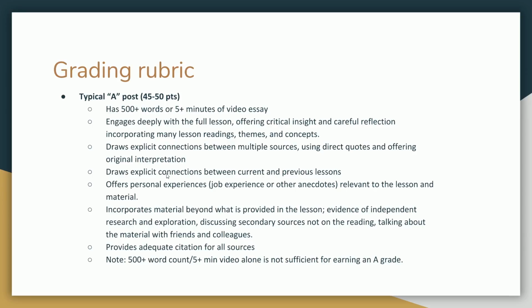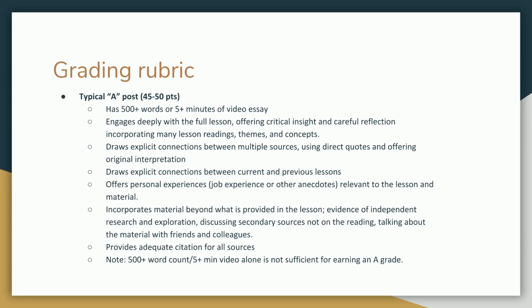And by the way, if you have job experience that's relevant to our discussions, and you feel comfortable sharing it, please do. Students with job experience, especially if you've had experience with something like whistleblowing, it's always very interesting, it's always very informative. So share only what you're comfortable sharing, but those kinds of things really improve the engagement in your posts.